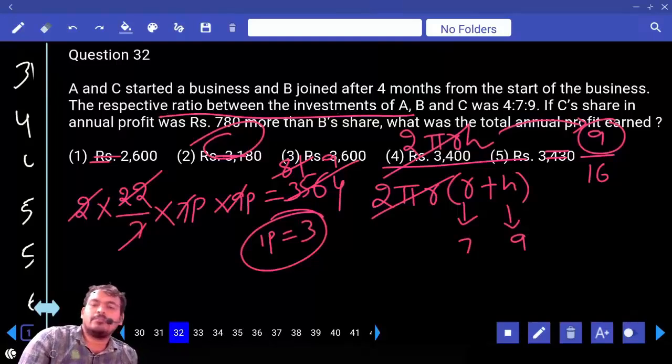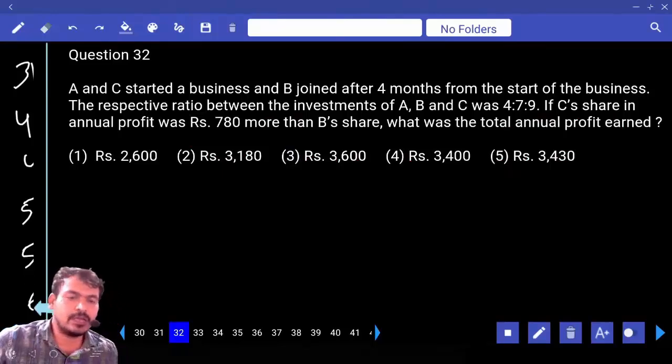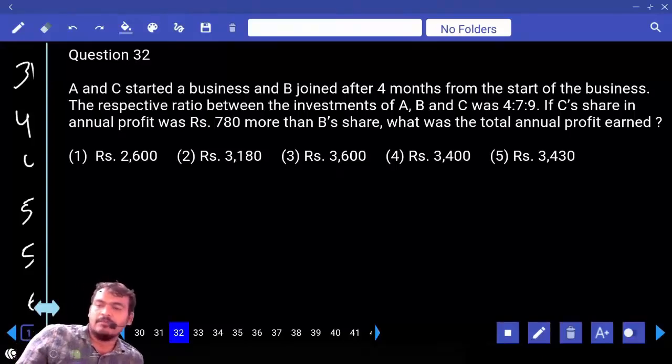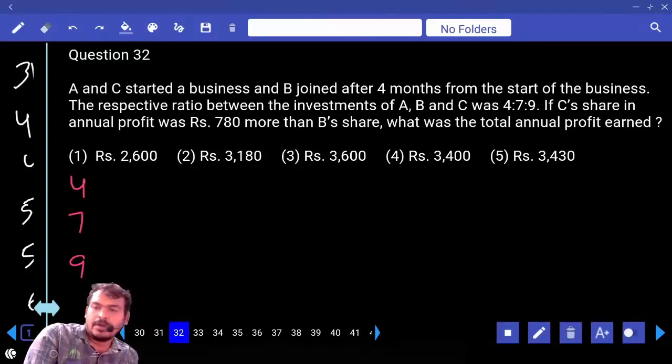A and C started a business and B joined after 4 months from the start of the business. The respective ratio between the investments of ABC was 4:7:9. If C's share in the annual profit was 780 more than the B share, what was the total annual profit earned? What is the first one investment? 4 parts. Second one 7 parts. Third one 9 parts. First one are invested for how many months? 12 months.